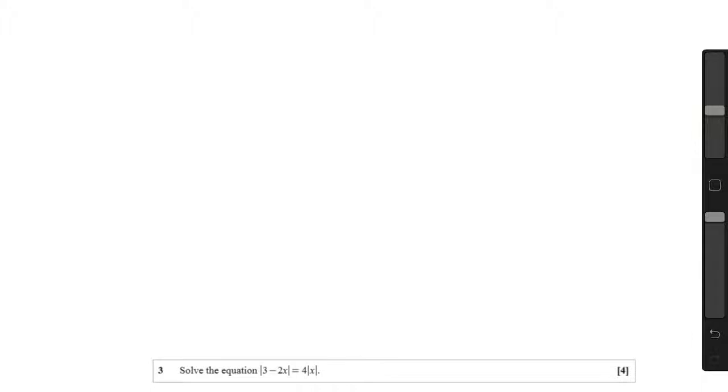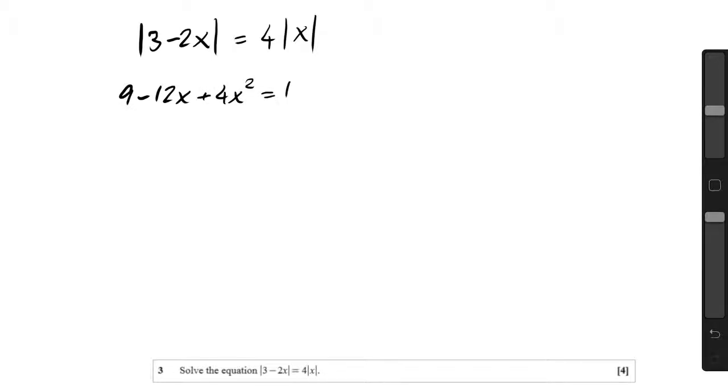Now for the third question, it is a mod question. The modulus of 3 take 2x is equal to 4 times the modulus of x. And there are two ways to do this. There is a sign change method and there is a square method. Let's do the square method. So we have 9 take 12x plus 4x squared is equal to 16x squared. So basically I've just squared everything on both sides. And now we can rearrange this to 0 equals 12x squared plus 12x minus 9.